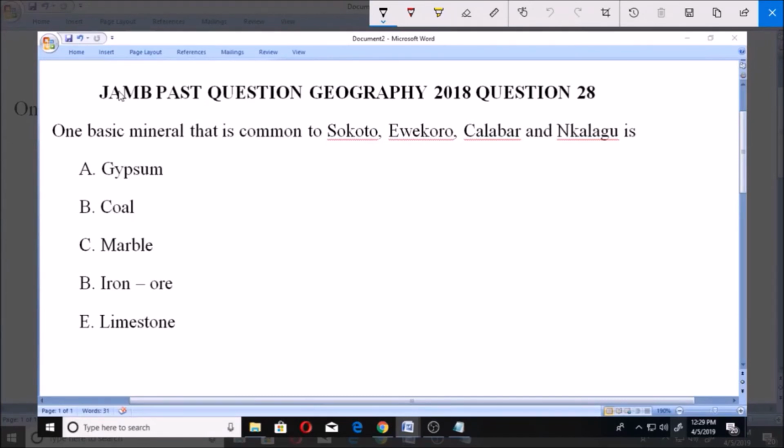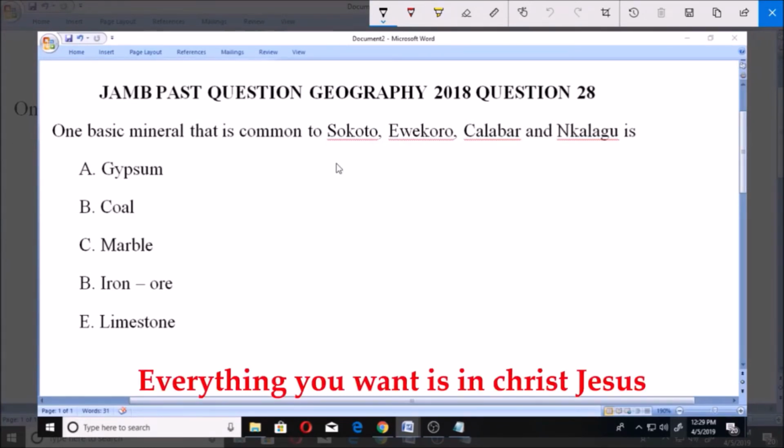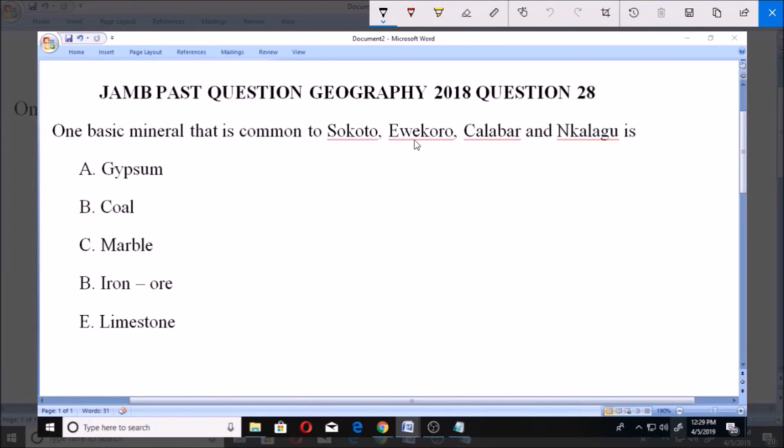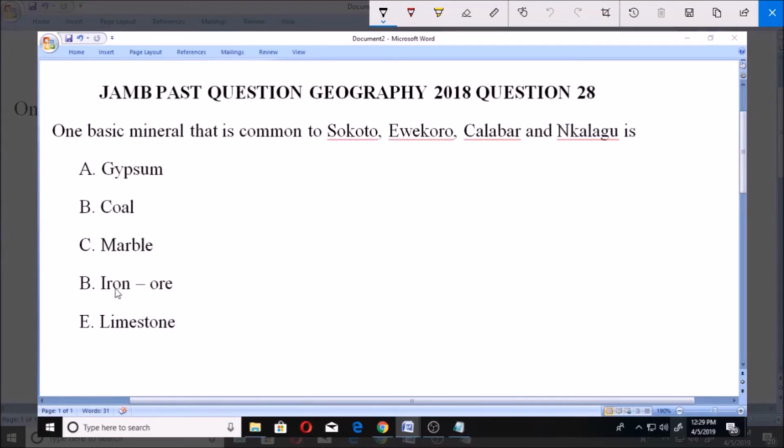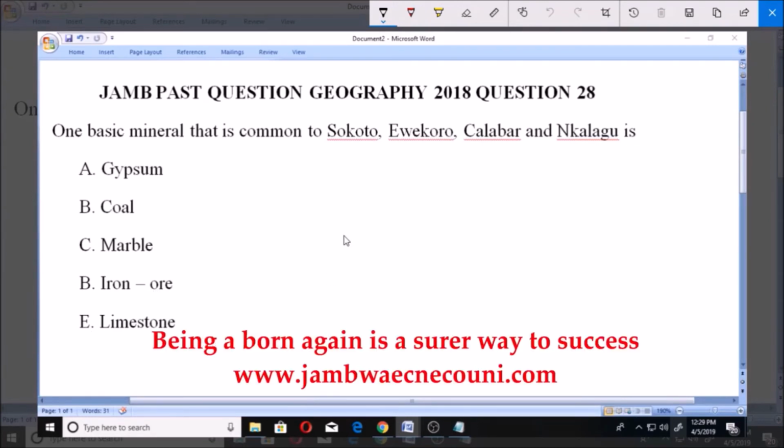Hello, welcome. Let's look at this JAMB past question, Geography 2018, question number 28. One basic mineral that is common to Sokoto, Ewekoro, Calabar, and Nkalagu is A. Gypsum, B. Coal, C. Marble, D. Iron ore, E. Limestone.